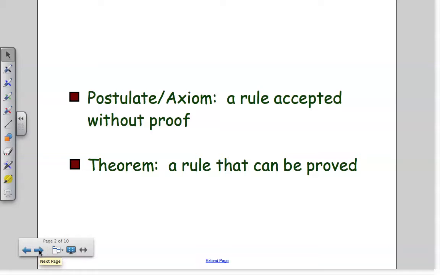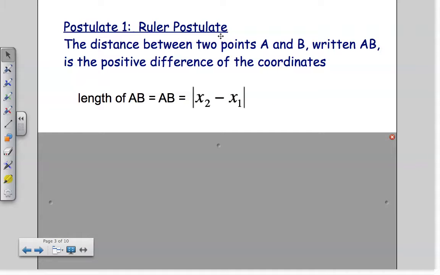And we're going to start out with a postulate here on the next page. It's called the ruler postulate. This whole postulate sounds really complex, but it's actually really simple. I'll read this to you. The distance between 2 points, A and B, and we write the distance between 2 points just using the two letters A, B, is the positive difference of the coordinates.